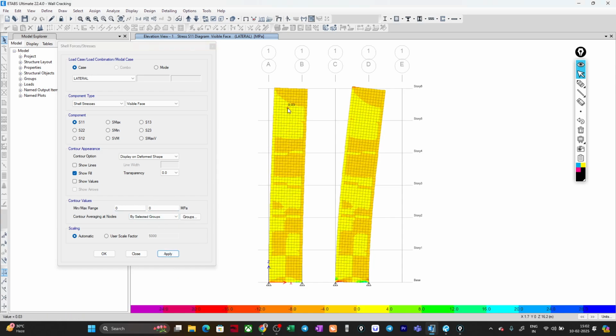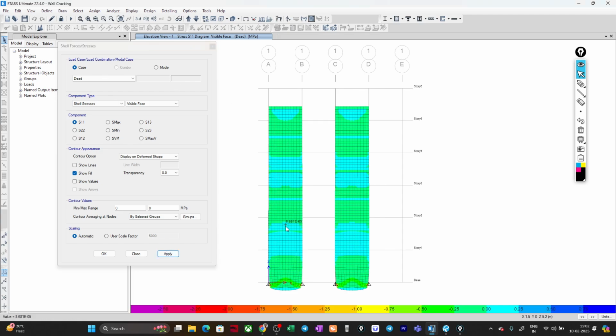So if you see here, these values are very small, because as I said, there is no load and the stiffness along this direction is very high. If I talk about the lateral direction, so this is S22 for the, sorry, I should have used dead load. Yeah, you can see nothing much is changing. Okay, so now if I go to lateral load, shell stresses S22.